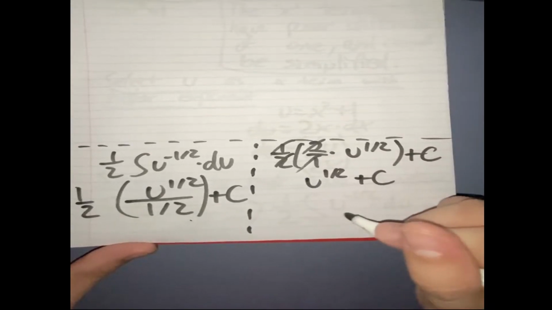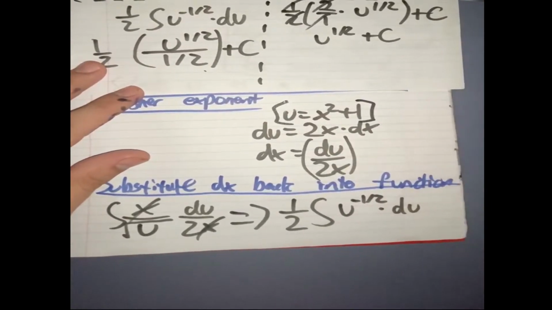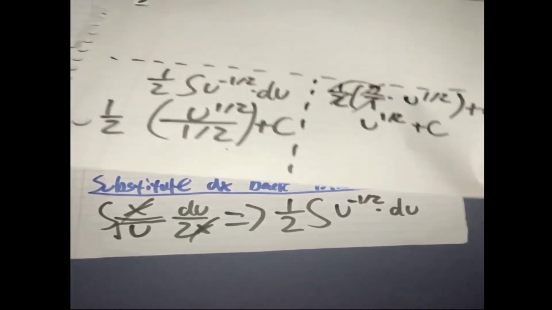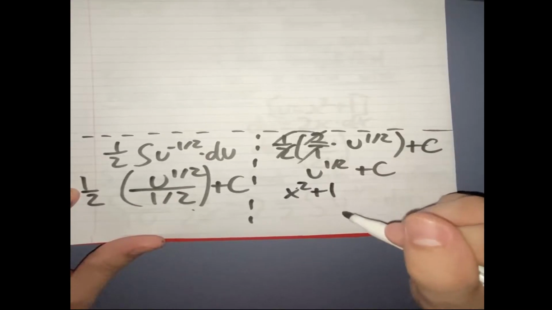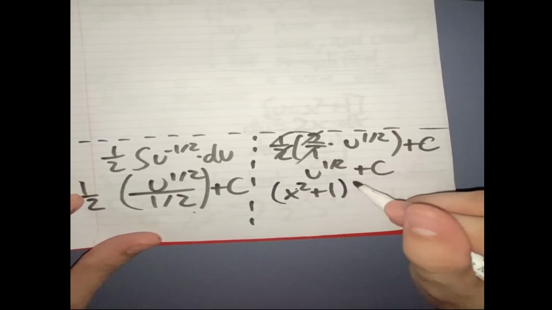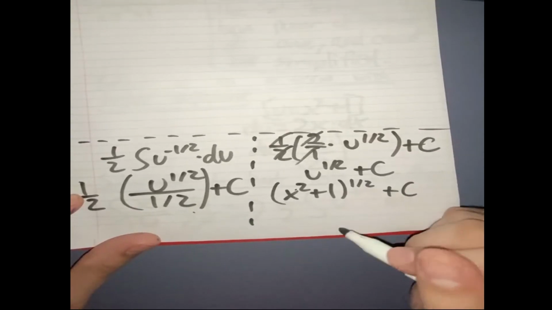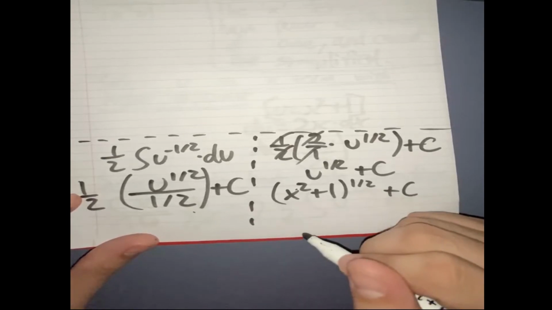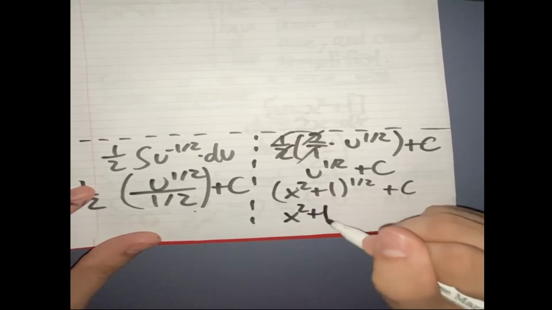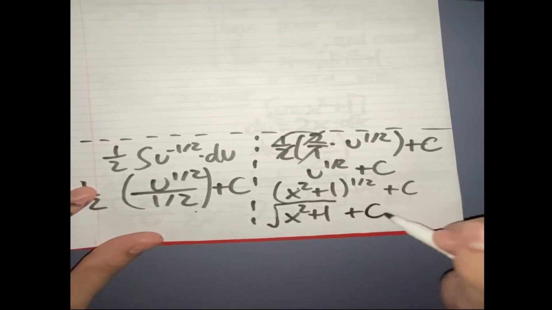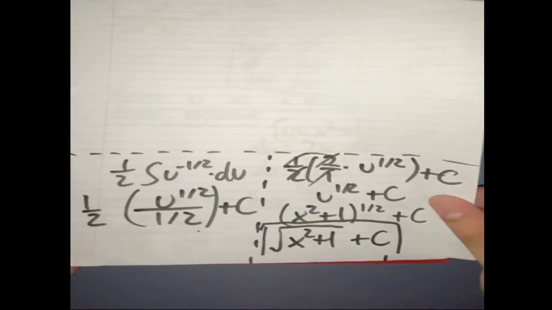The next step would be to substitute u back. So what was u? Our u was x squared plus 1. So we get x squared plus 1 raised to the 1/2 plus c. That would be our final answer. Or if you want, you can leave it as a square root. It doesn't really matter, either one would work. I'll leave it as a square root, which is probably more proper. But that's basically how you perform u-substitution.